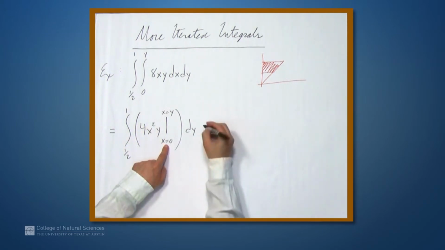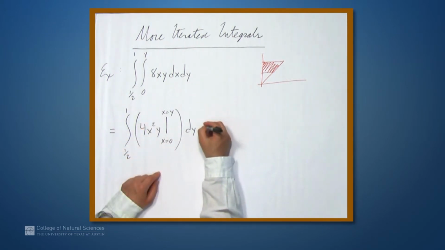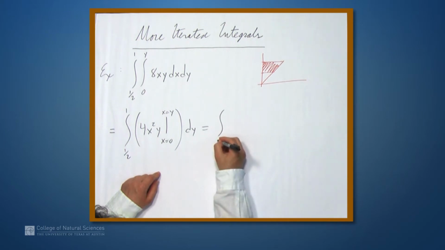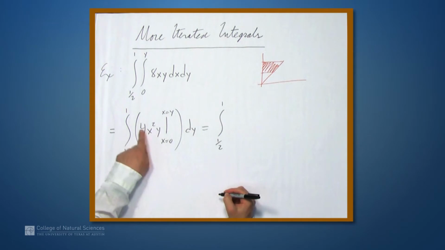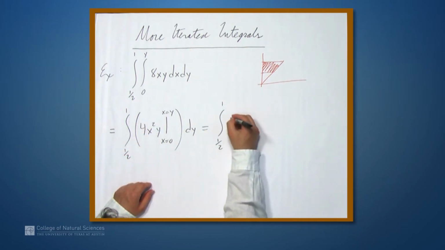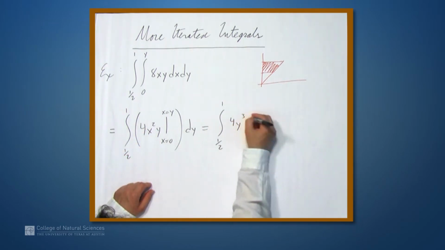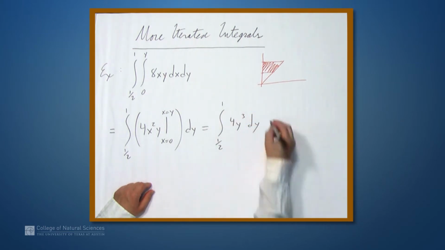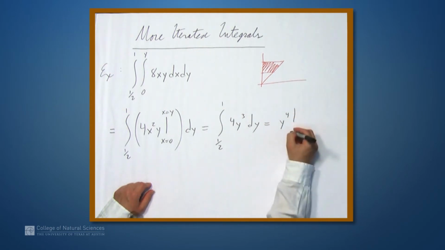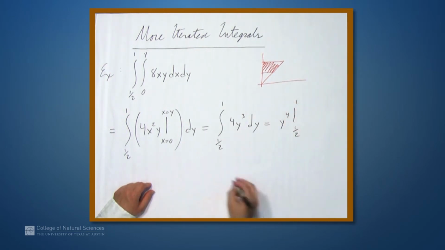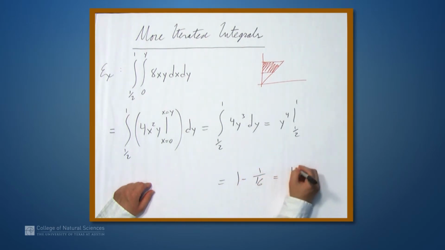We know this expression is going to disappear when we evaluate it at x equals 0, so we're left with the evaluation at x equals y, and when we plug in x equals y, we get 4y cubed. So this becomes 4y cubed dy. And we have y to the 4th evaluated between 1/2 and 1, which gives us 1 minus 1/16, or 15/16. Let's look at a second example.